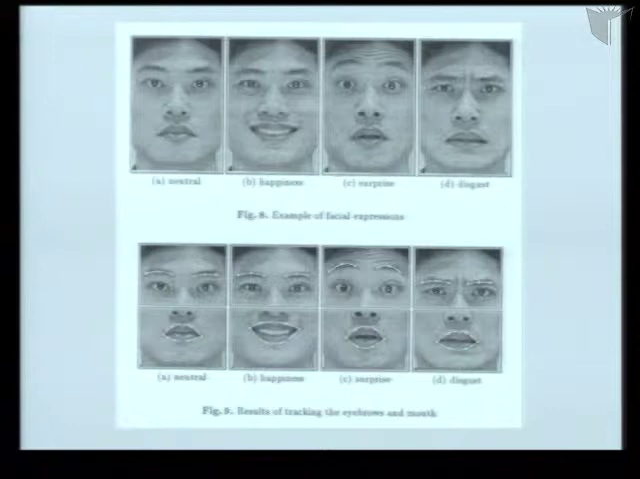So another student in our department is working on finding expressions such as happiness, being happy, and neutral, and also disgust, and others such as surprise. So trying to capture the landmarks on the face so that we would find the expressions of the people. So this would help in identifying the mood of the crowd, for example, and so on.